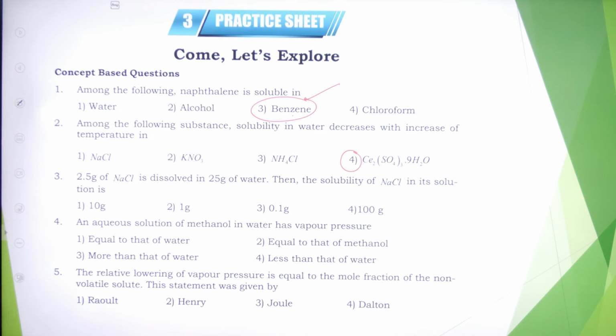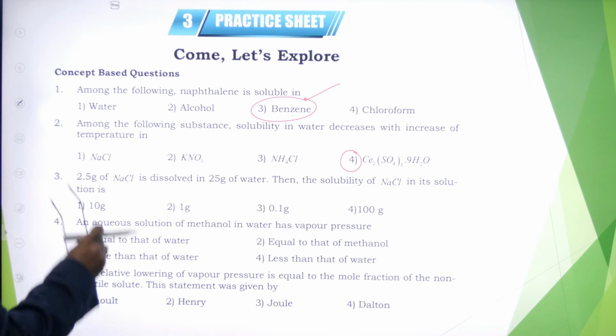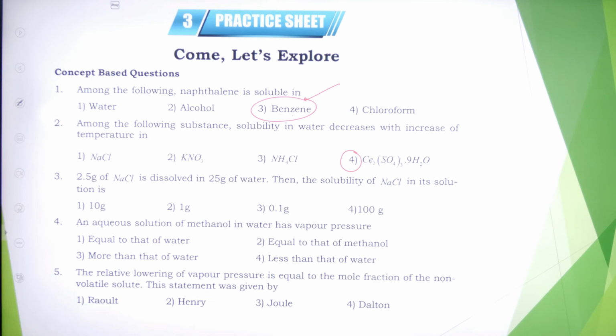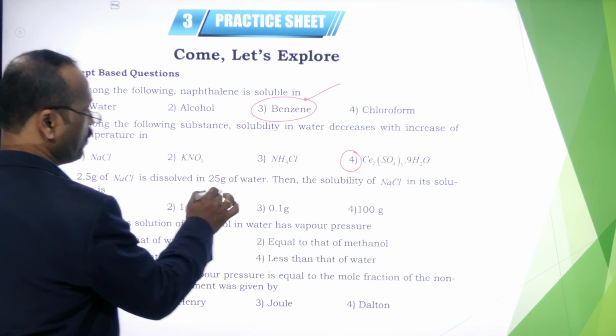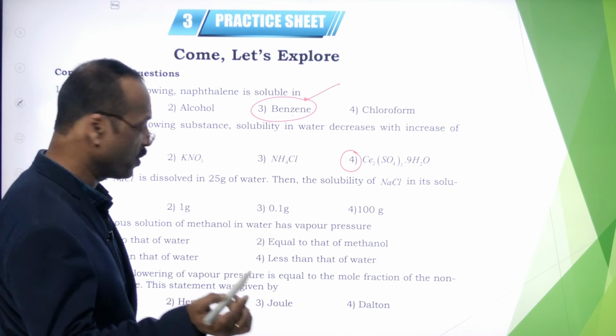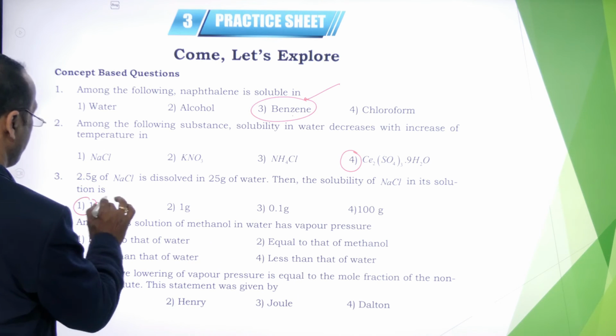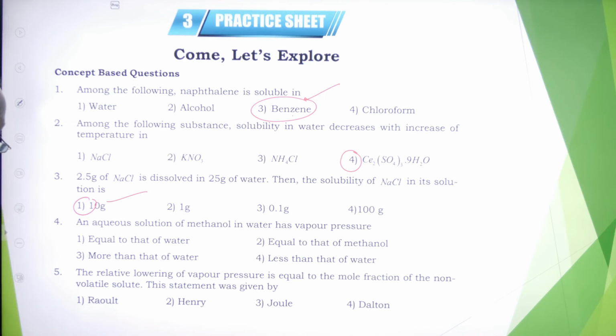Now, 2.5 grams of sodium chloride is dissolved in 25 grams of water. So what is the solubility? 25 by 2.5, the answer is 10. So the answer is the first option.